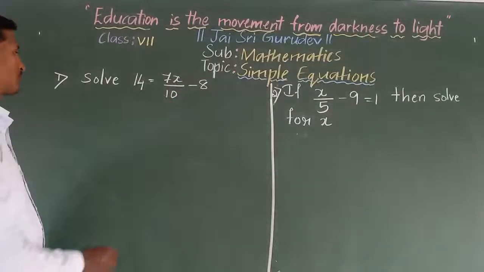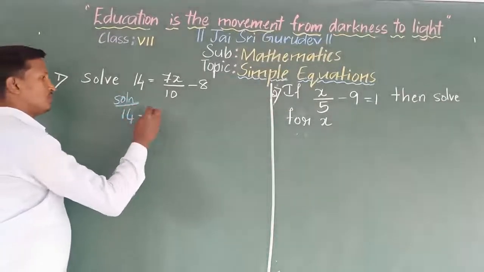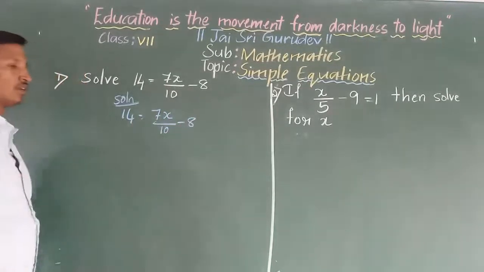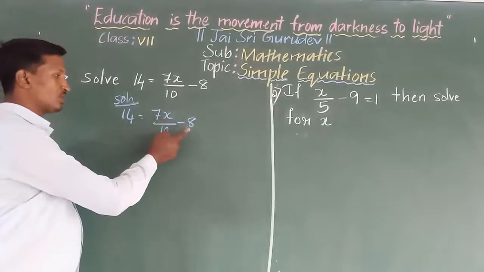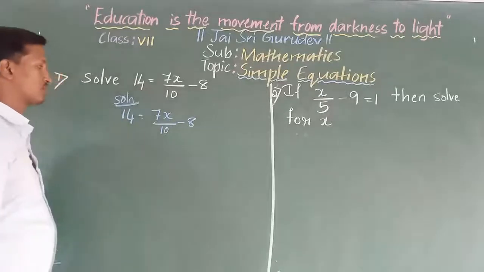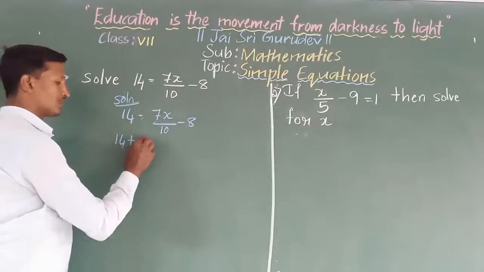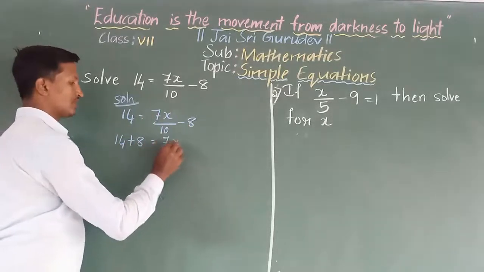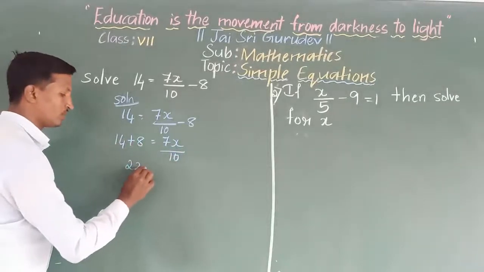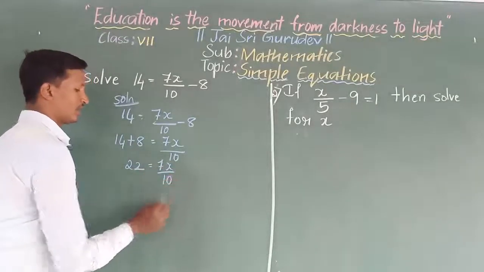The first one, solution. 14 = 7x/10 - 8. Here we need the value of x, so I shift minus 8 to LHS. This is LHS and this is RHS. When we shift minus 8 to LHS, it becomes plus 8. 14 + 8 = 7x/10. Now 14 plus 8 is 22, so 22 = 7x/10.